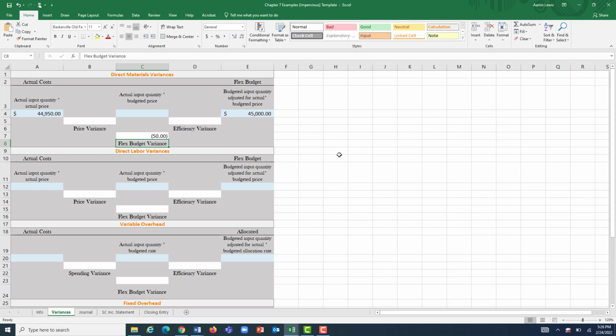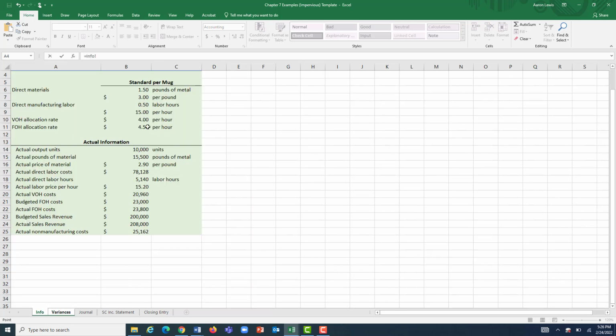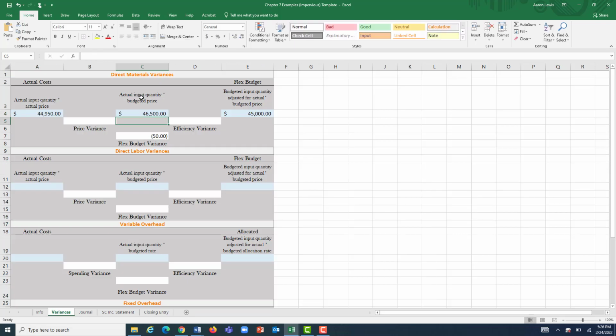And to do that, we're going to need the no-name column. And the no-name column is just our actual input quantity. In this case, since we're doing materials, the actual amount of materials we use times our budgeted price. And it equals, I'm going to go back to my info and see that our actual input quantity, the actual amount of materials that we used, was 15,500 pounds of metal. And our budgeted price was $3 per pound. And that is 46,500.